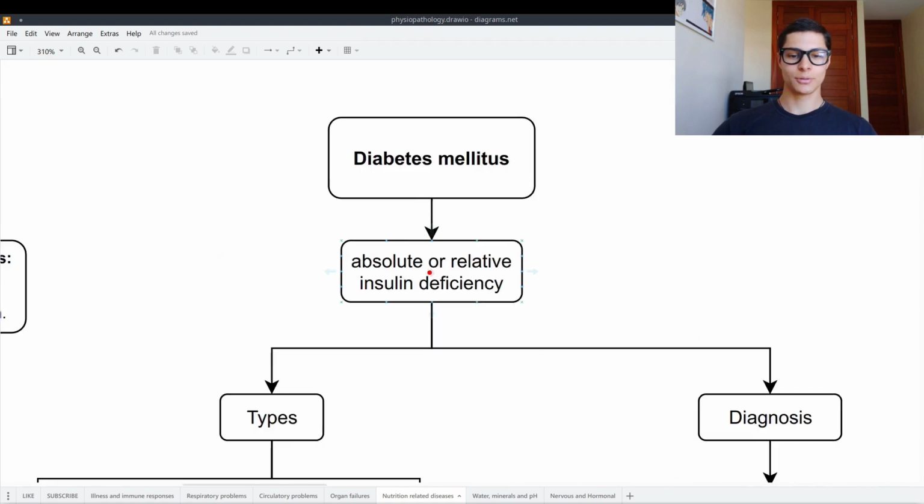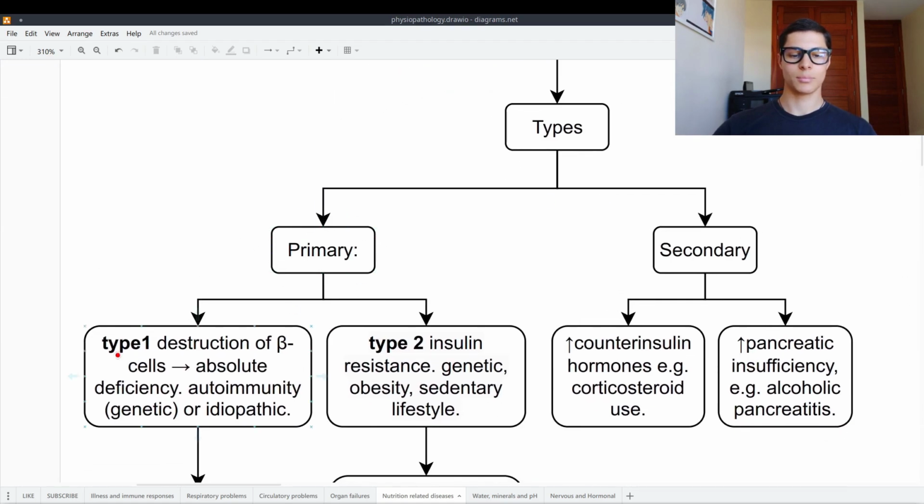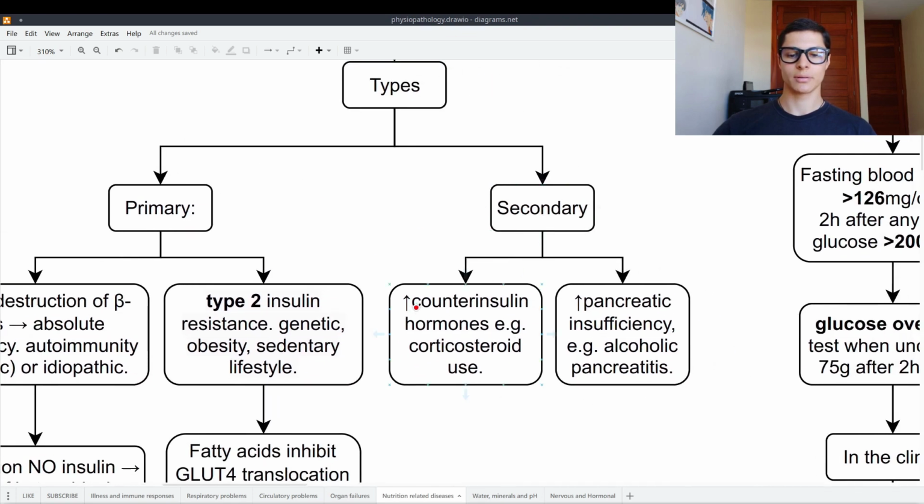Today we're going to continue the Physiopathology series of videos and we're going to take a look at nutrition-related diseases. So let's begin. Diabetes mellitus. Absolute or relative insulin deficiency. The types are primary, type 1 or type 2, and secondary. Counter-insulin hormones, for example the corticosteroid use, or the pancreatic insufficiency, for example alcoholic pancreatitis.